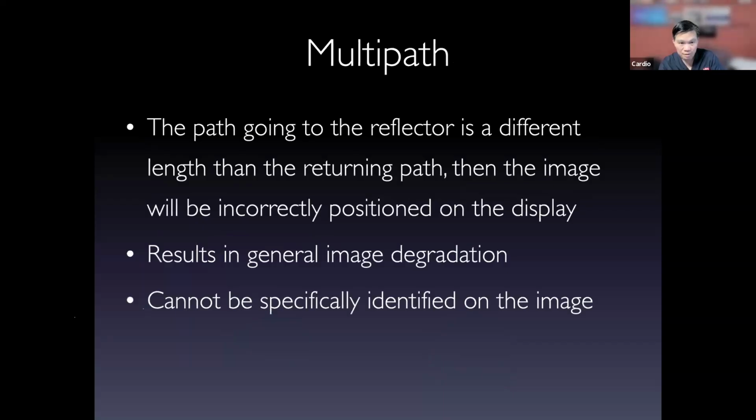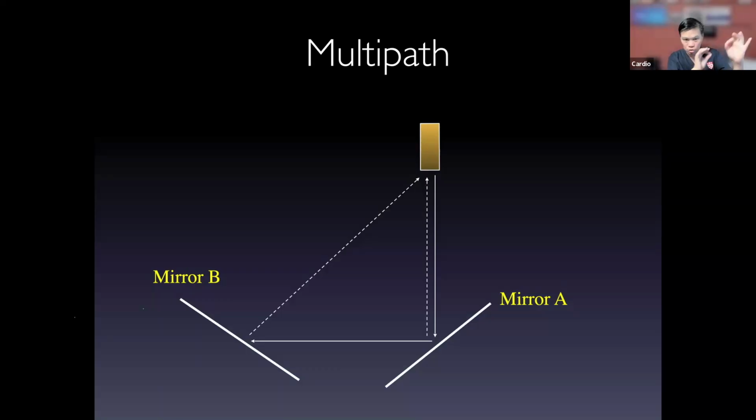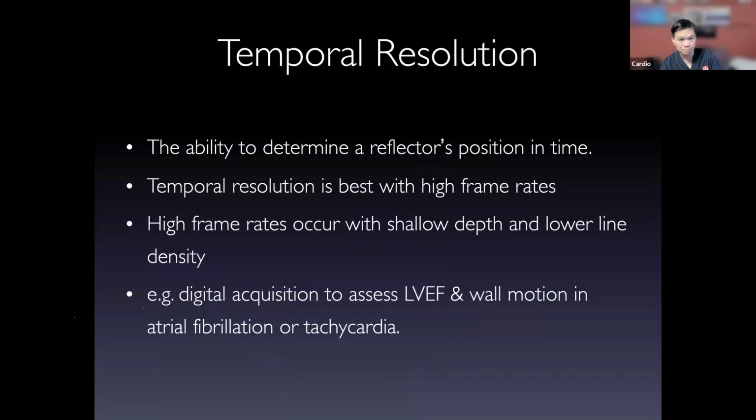And then there's multipath reflection, which I'll just show you, because structures can get very confusing, because you get multiple reflective surfaces inside the heart. So you sometimes have to use imagination to try to figure out where the reflection actually occurs from, or where the reflectors are.